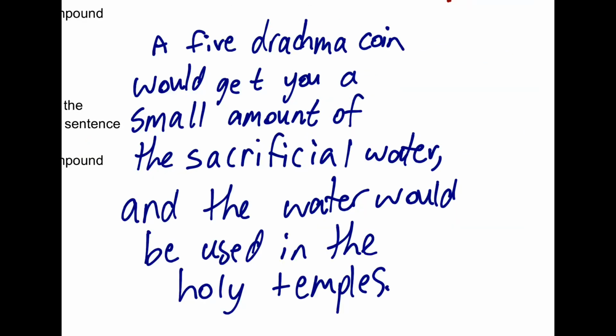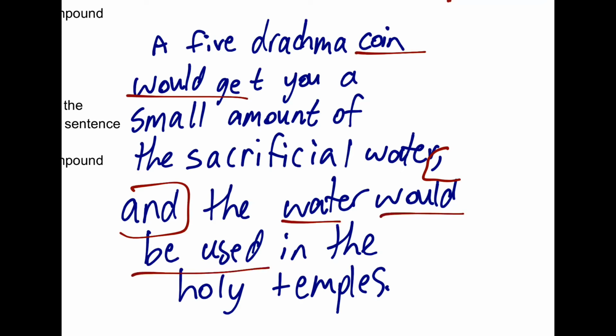Looking at the next sentence, it is a little bit longer, but we really only needed to pay attention to this comma coordinating conjunction, because that tells us already that it's at least compound. And if we consider the subjects and verbs, coin would get, water would be used. So we don't have a complex sentence anywhere, because we don't have any dependent clauses. So this one is just compound.